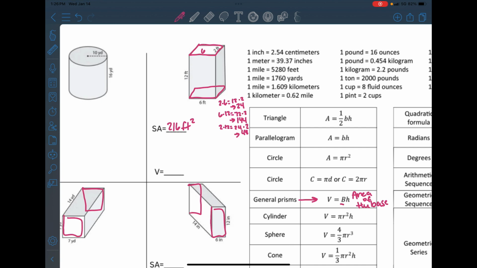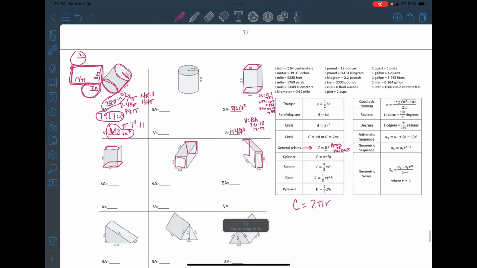So that's capital B. So volume equals capital B times H. And the H is the height of the whole prism. So what we have to do is to find the area of the base, we go 2 by 6 times the height. So 2 times 6 is 12 times 12, and you get 144 feet cubed. So you're going to do that for each one of these.